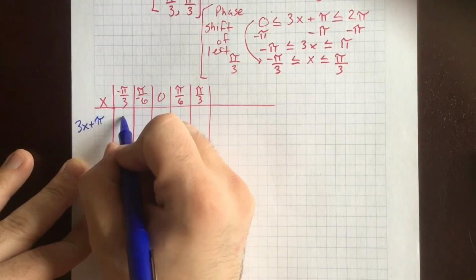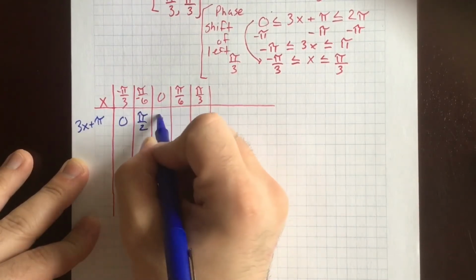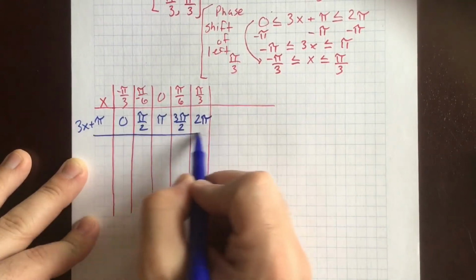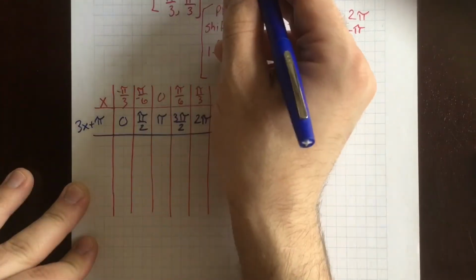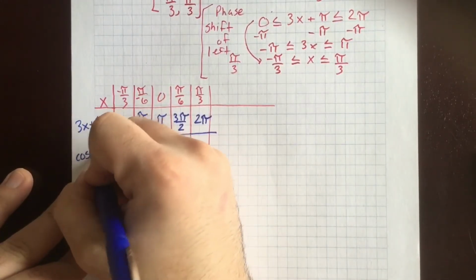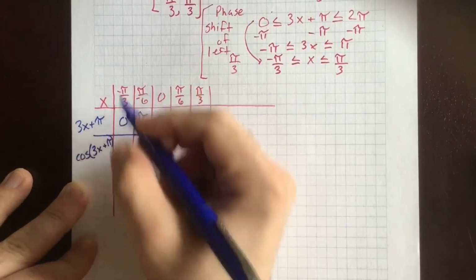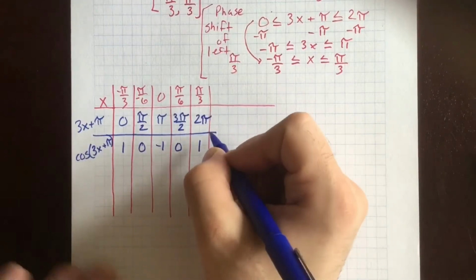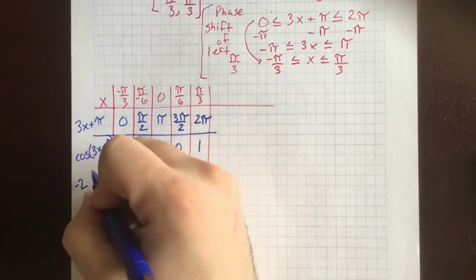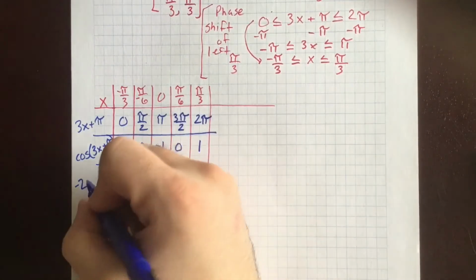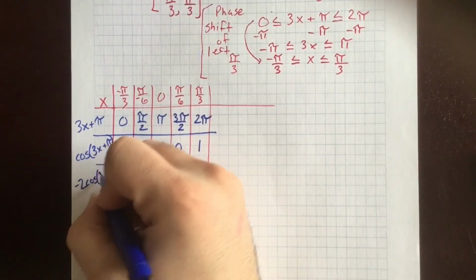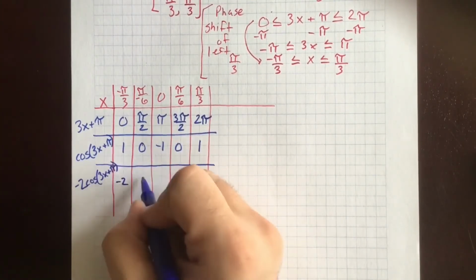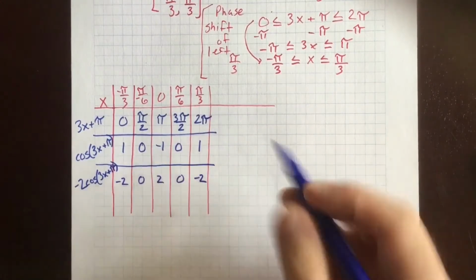Okay, so then our next row would be 3x plus pi. And, oh yeah, pi, 0, pi over 2, pi, 3 pi over 2, and 2 pi. Followed by cosine of this value. So it would be cosine of 0, 1, 0, negative 1, 0, 1, and then multiplying each of these values by negative 2. And then that would give us negative 2, 0, 2, 0, negative 2.